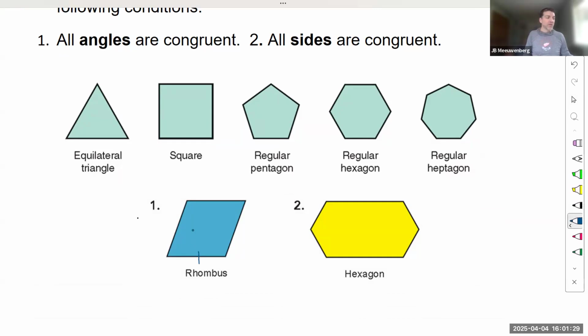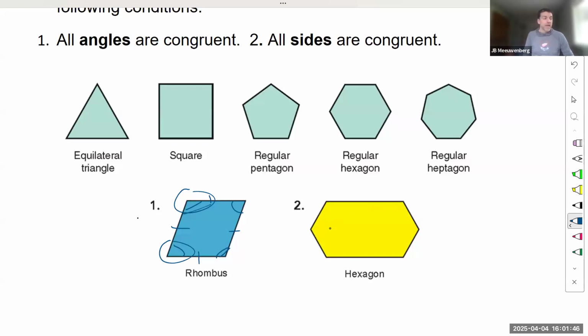A rhombus has equal side lengths, but if you recall, the angles are not equal. The opposite angles are equal, but the adjacent angles are not. This angle and this angle are not equal, so that is not a regular polygon.